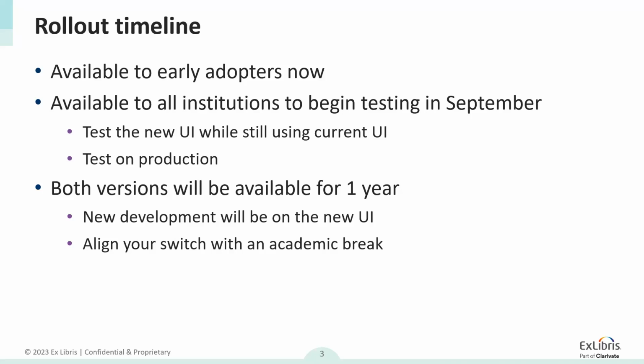And you can test it while you're still using the current UI. You'll be able to test it on production, which means you'll be able to look at your existing lists, your existing configurations, existing labels. You'll be able to see exactly what it will look like for you in your environment set up the way that you have set it up. So you'll be able to do that.